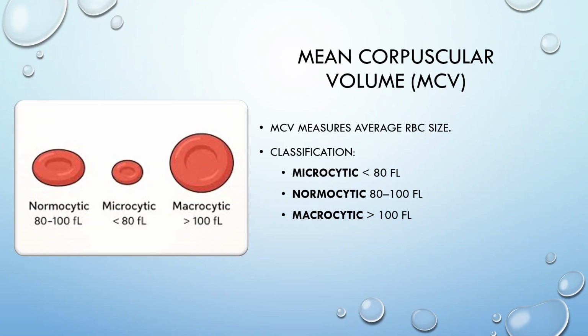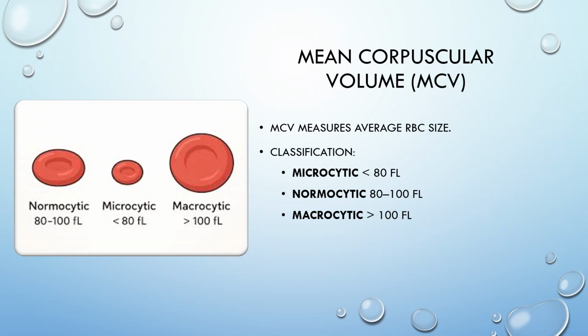If the MCV is less than 80 femtoliters, the cells are considered microcytic, meaning smaller than normal. If the MCV falls between 80 and 100 femtoliters, the cells are considered normocytic, meaning they fall within the expected size range. And if the MCV is greater than 100 femtoliters, the cells are classified as macrocytic, meaning larger than normal. Now here's an important practical point for laboratory interpretation. MCV represents an average. That means it doesn't necessarily tell us what every single red blood cell looks like.